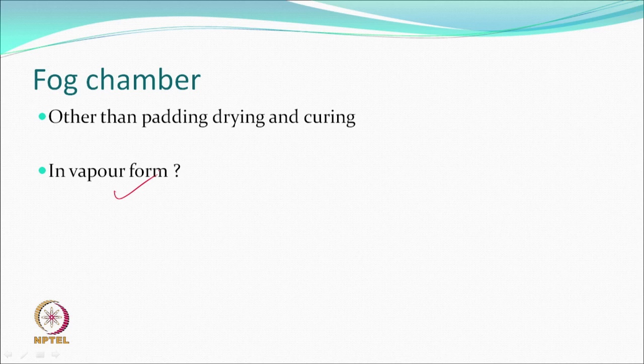So, fog chamber is another application system where the scavenger is also in some sense in a vapor form, and the formaldehyde also will be in a vapor form, and the reaction takes place in the vapor form. In the fog chamber, urea itself has been used. Again, an interesting way to apply. And these things can happen almost as you are going through a padding, drying and curing process. Reaction can take place.